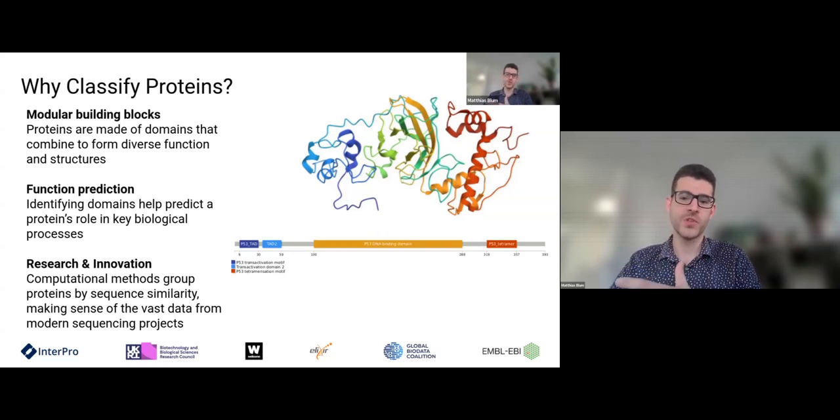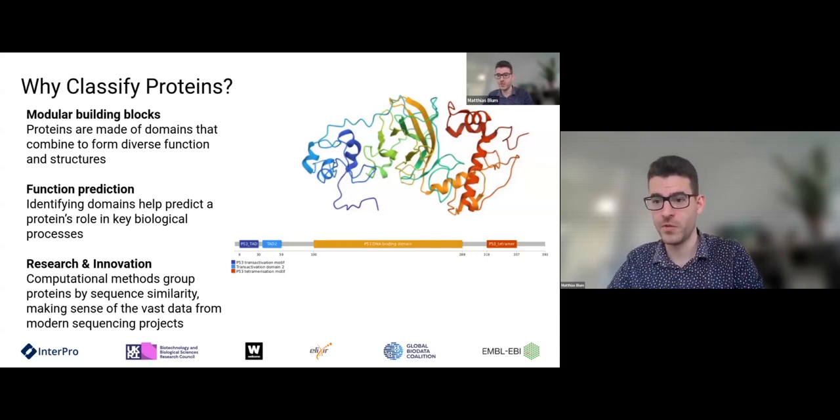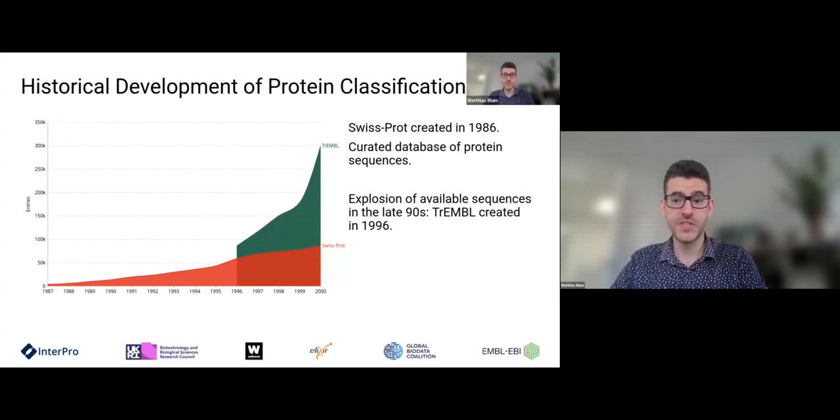These tools enable us to group proteins based on sequence similarity, making it possible to manage and interpret this overwhelming amount of information. And this is not new. Swiss-Prot was created in the late 80s, and it's a curated database of protein sequences. Each sequence is manually enriched with high-quality annotations.